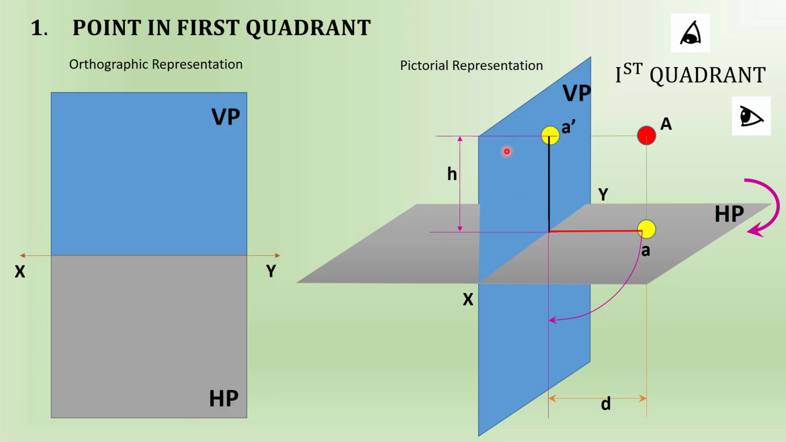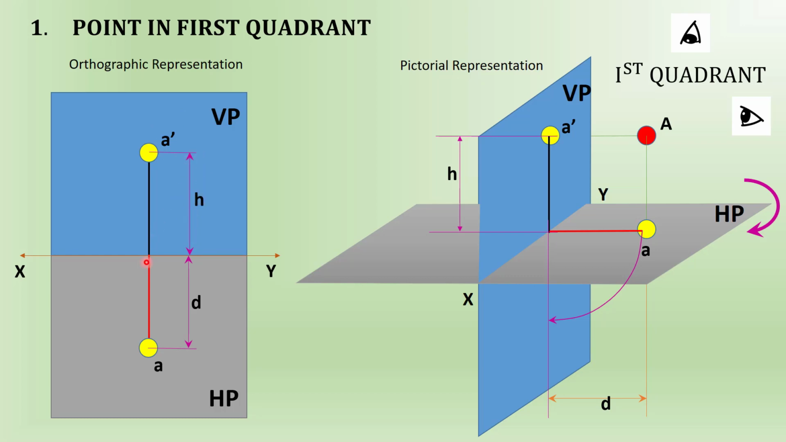Here XY denotes this reference line. Then I will draw the projector. You can mark the distance A dash above the XY line. Here you can see that it is above the XY line, at a distance of h, and this h denotes the distance from the horizontal plane. So the distance of elevation will always be the distance from the horizontal plane.